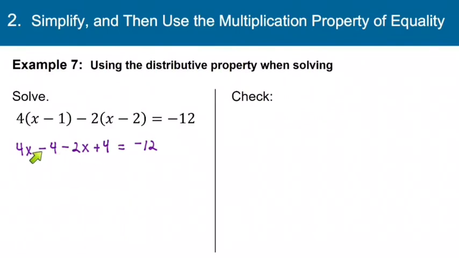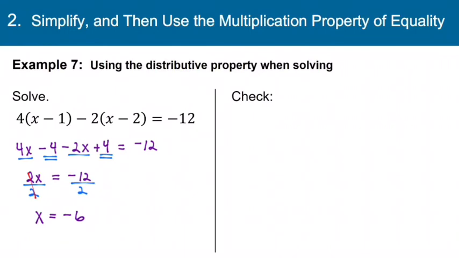Now let's combine terms on the left side. Here we have 4x and minus 2x. Together they make positive 2x. And then we have negative 4 and positive 4. Together they add up to 0. So there's nothing else on the left side. And the right side is negative 12. And now you can see that to isolate the x, we need to divide both sides by 2. And so 2 divided by 2 is 1. And that will give us x equals negative 12 divided by 2, which is negative 6.